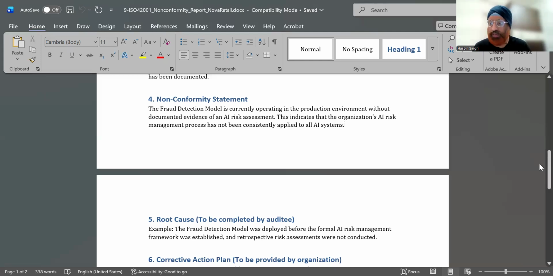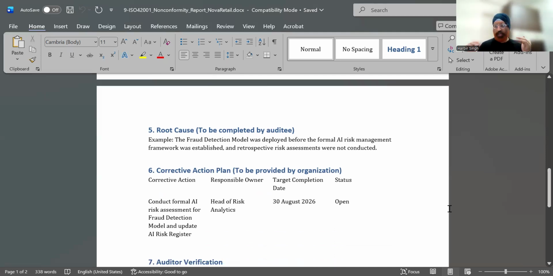What is the root cause, to be completed by the auditee? Because we are not the technical people. We have not implemented the system by ourselves. We are an external party. We are from the auditing department. So people on the ground from the auditee side who have actually implemented these technical systems have to provide the root cause, right? An example is mentioned here. The fraud detection model was deployed before the formal AI risk management framework was established, and retrospective risk assessments were not conducted. The corrective action also needs to be provided by the organization, and this is the corrective action.